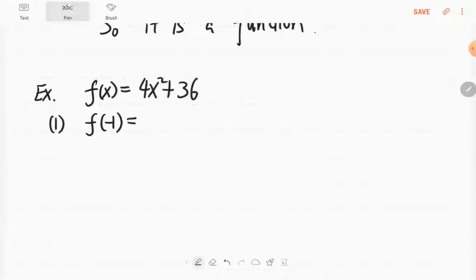Let's calculate f of -1. We just replace x, which represents all the inputs. Now the input is -1, so we replace x with -1. So it's 4 times (-1) squared plus 36. So this is 40. So the output is 40.